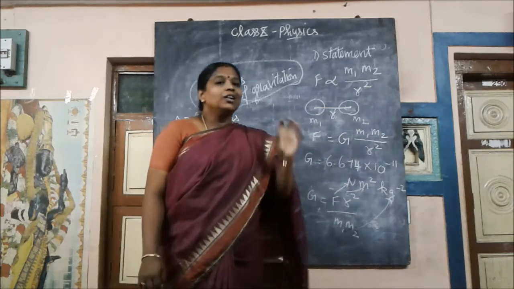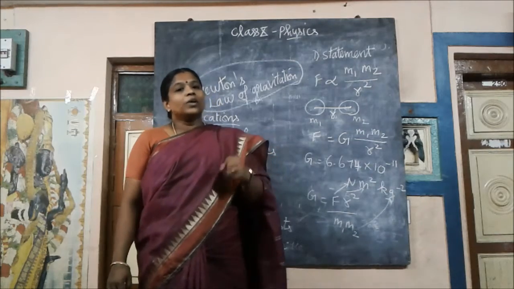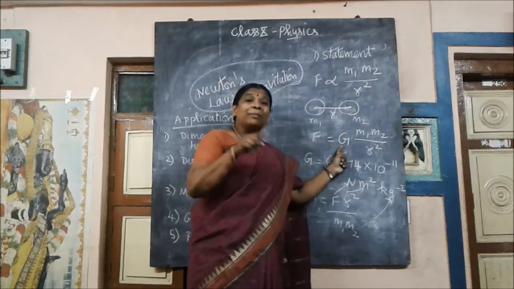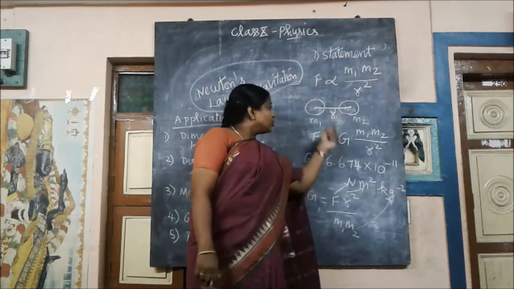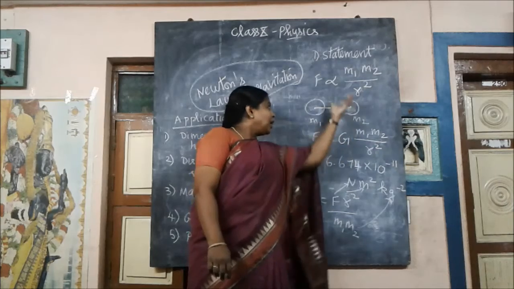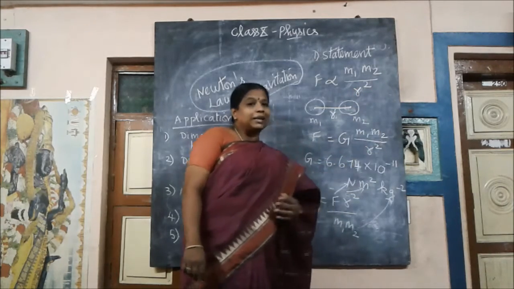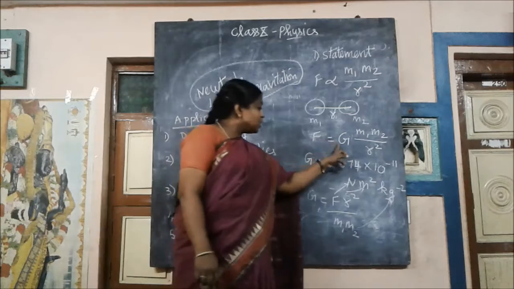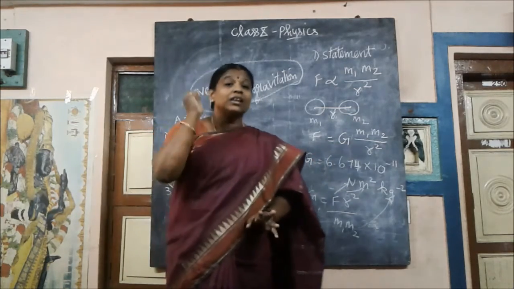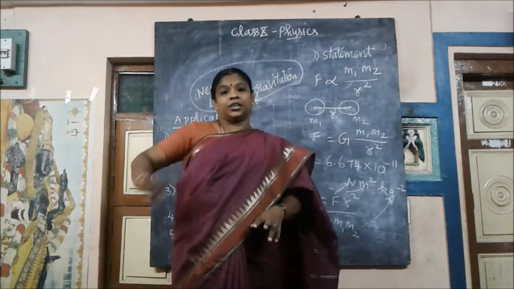You know that to remove the proportionality, you should add one constant. Here the constant is named as capital G, right? So proportionality is replaced by an equal to symbol and a constant, and all the other terms will be replaced as they are. Here this G is called, underline children, the universal gravitational constant.